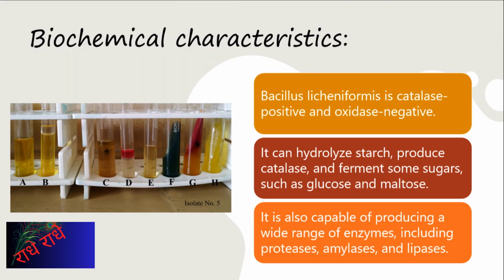Bacillus licheniformis is a gram-positive, rod-shaped bacterium that is catalase-positive and oxidase-negative. It has the remarkable ability to hydrolyze starch, produce catalase, and ferment certain sugars such as glucose and maltose. Moreover, it is able to produce a wide spectrum of enzymes, including proteases, amylases, and lipases, thus demonstrating its uniqueness amongst other bacteria and its adaptability to survive in varied environmental conditions.